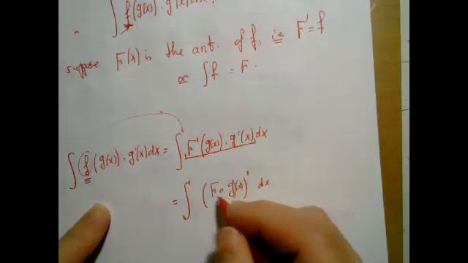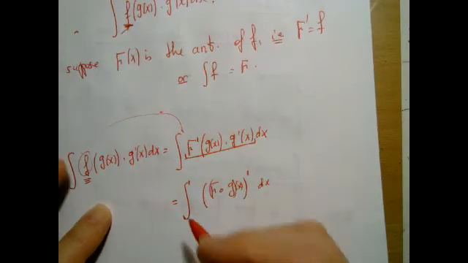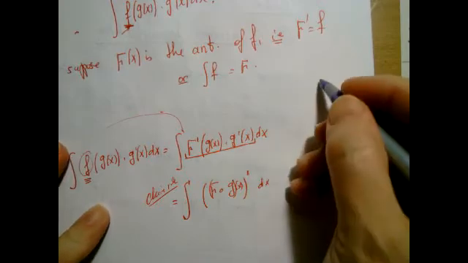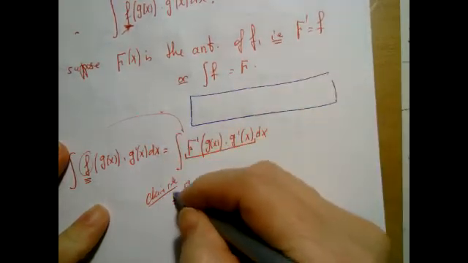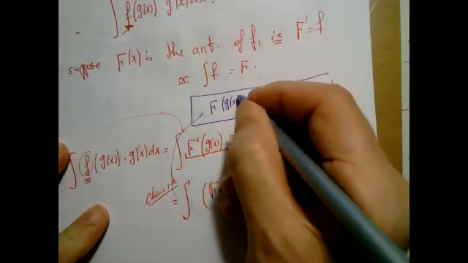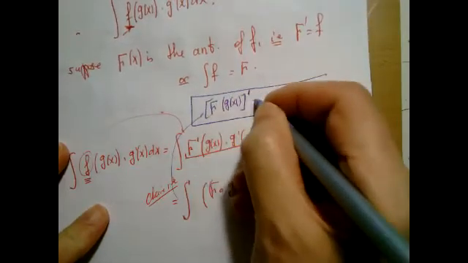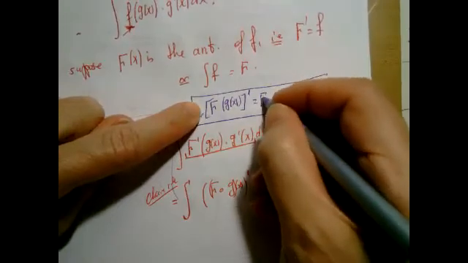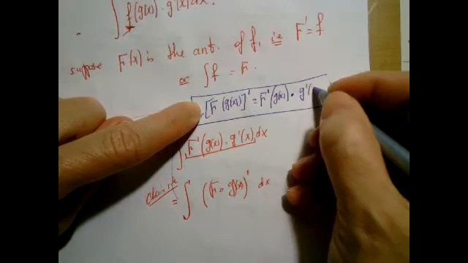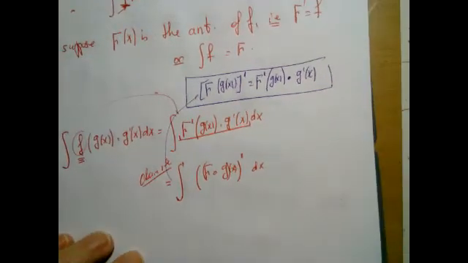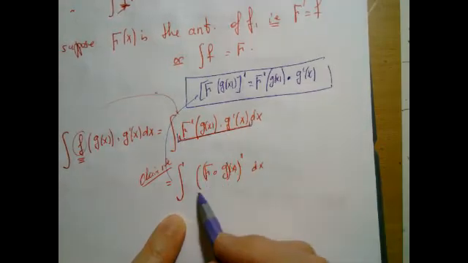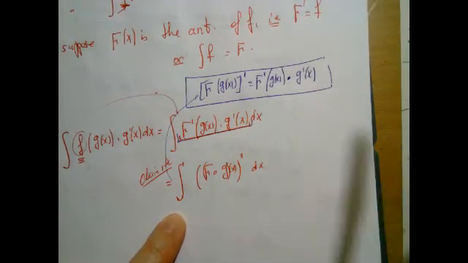Remember what the chain rule is. Let me rewrite it here. The chain rule tells me if I have F of g, the derivative is the derivative of the outside evaluated at the inside times the derivative of the inside. That's what the chain rule is telling me. Now, that is exactly this term. So that's nothing more than the antiderivative of f composed with g.